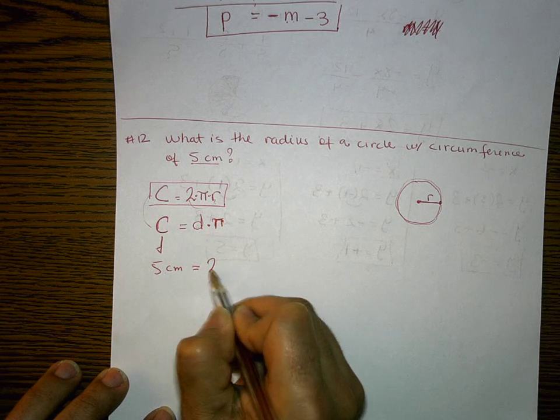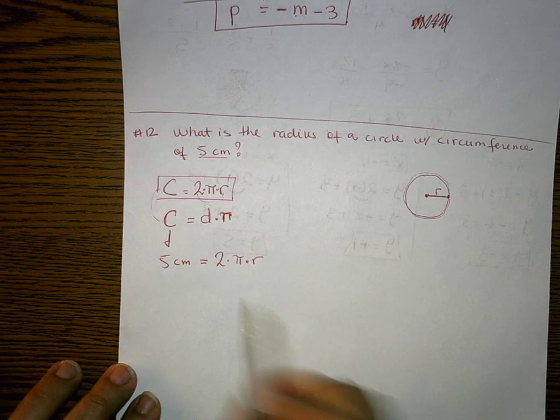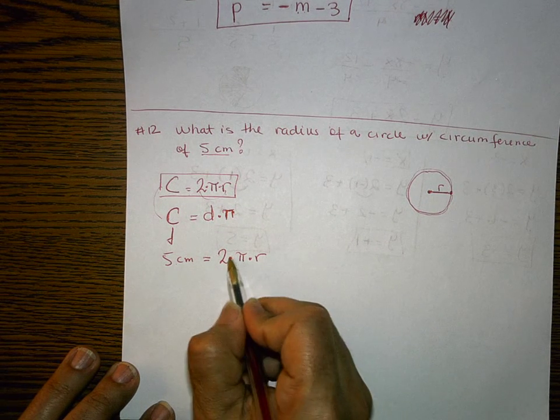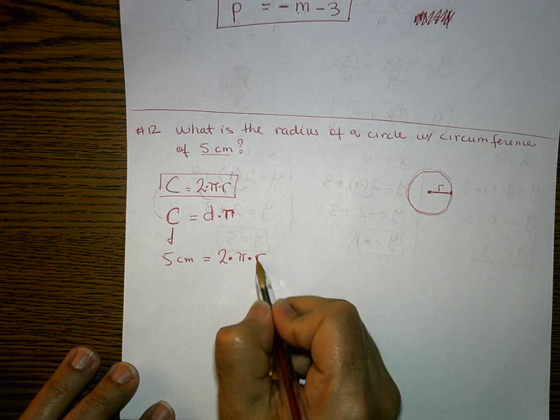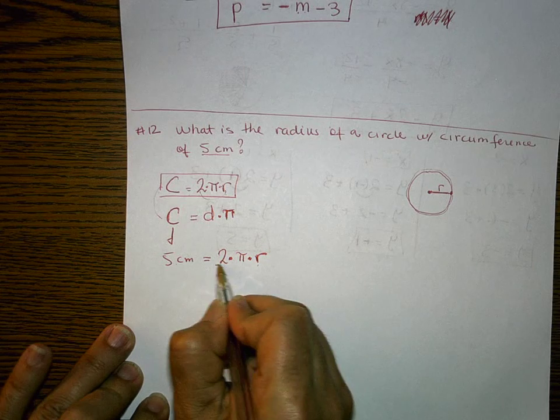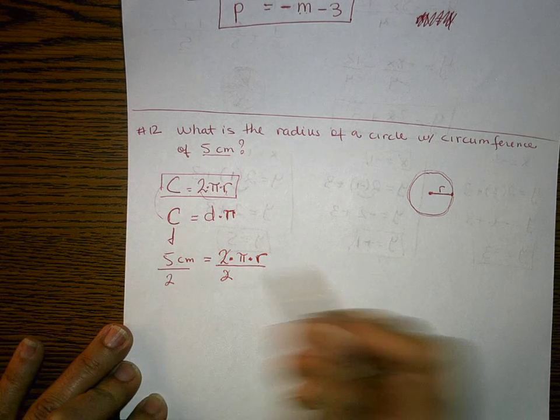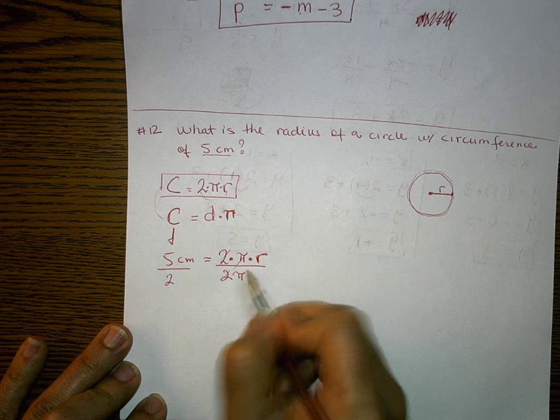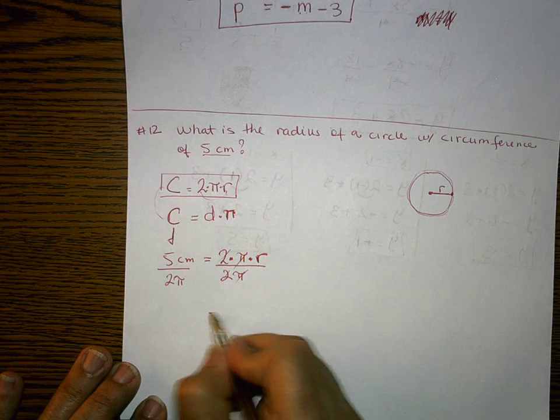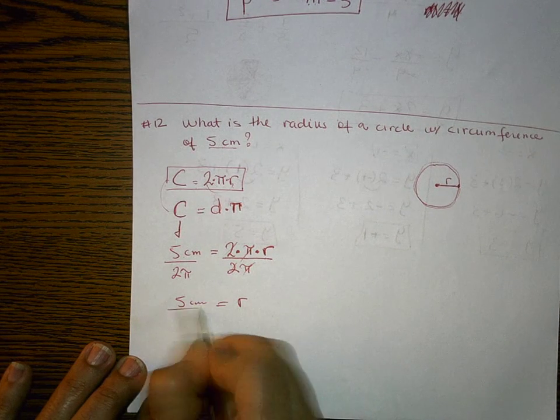So I have 2 times pi times r, and I gave you guys this formula when I gave you notes. All I have to do is, I have this multiplication times my radius, and I want to get the radius all by itself. So I'm going to divide by 2 on both sides so the 2's can cancel. But I'm also going to divide by pi so the pi's can cancel. So there we go. The only thing left over is the radius all by itself, and I have to divide the 5 centimeters by the 2 pi.